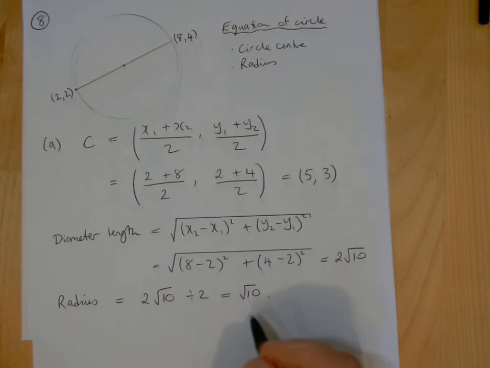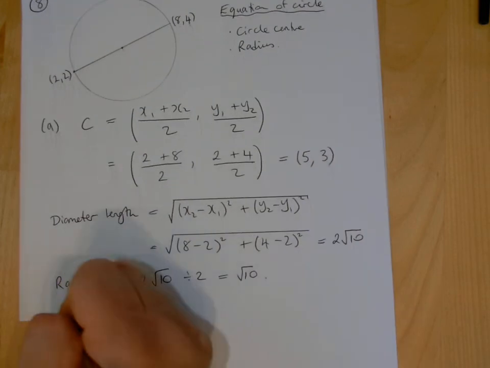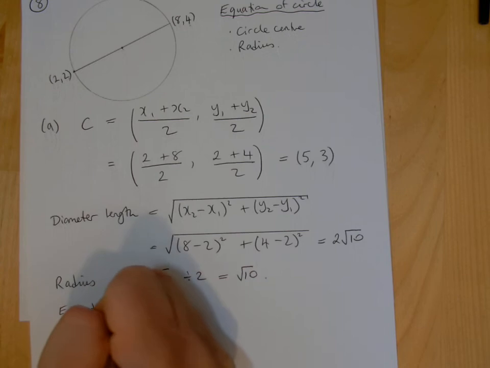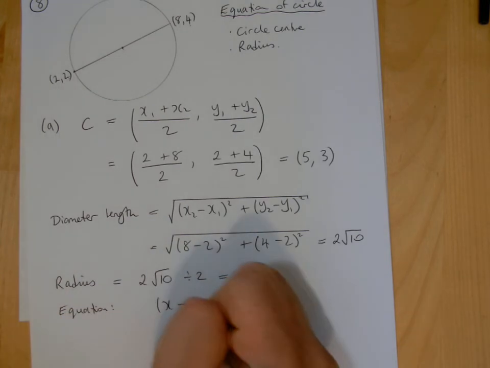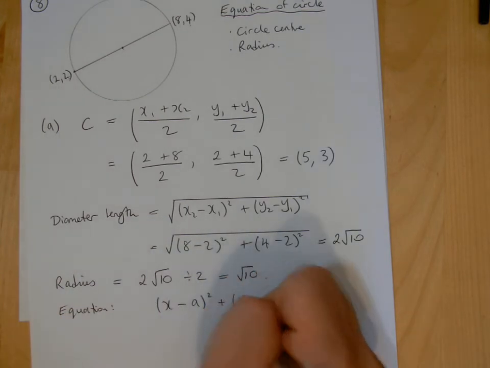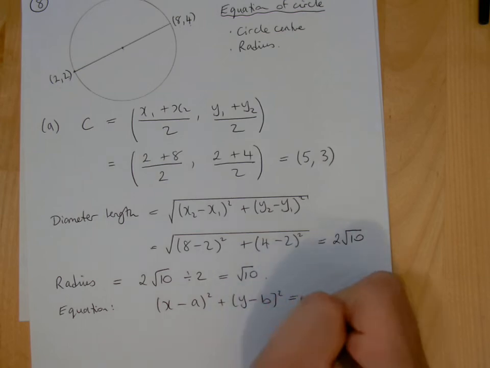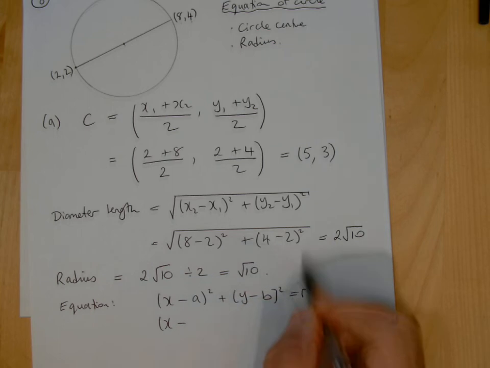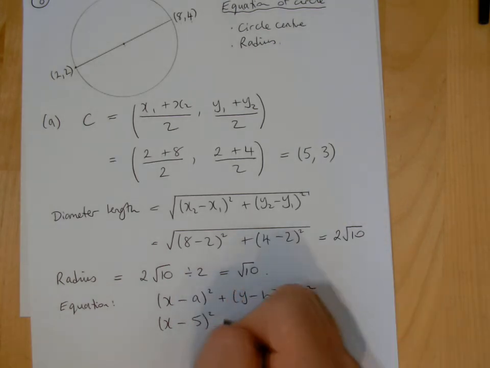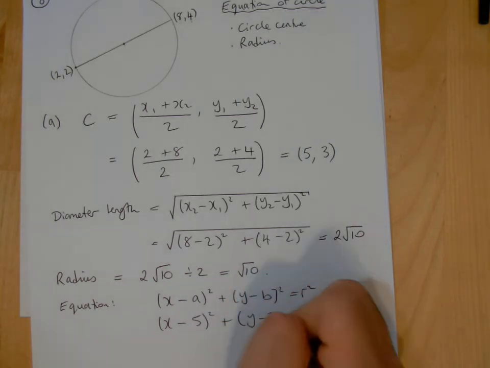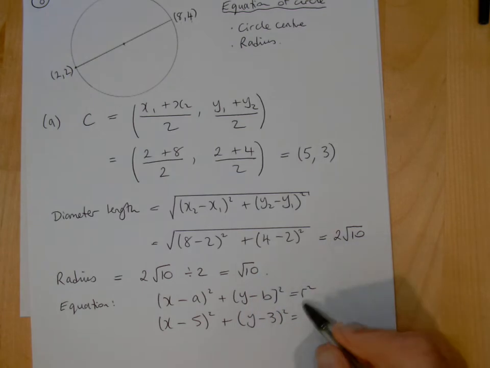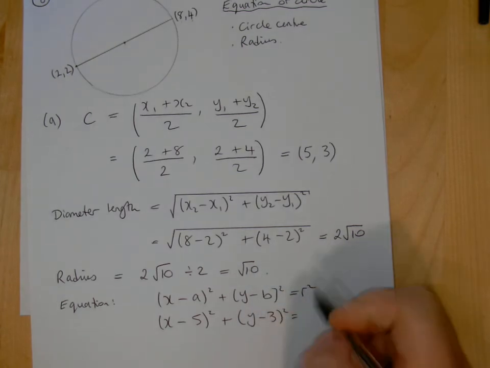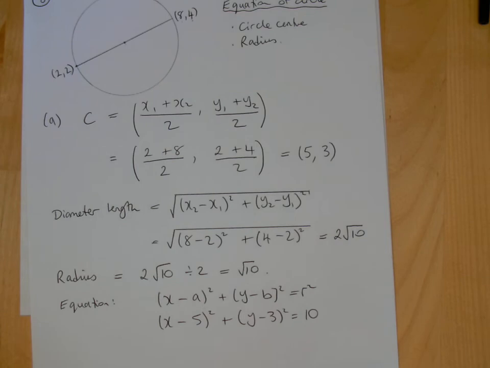So the equation of the circle follows the format (x minus a) all squared plus (y minus b) all squared equals r squared, where a and b are your circle center. So a is 5, b is 3, and then the radius squared. Now the radius is root 10, so when you square root 10 you get 10. The square of root 10 is just 10. So there's our equation of the circle.